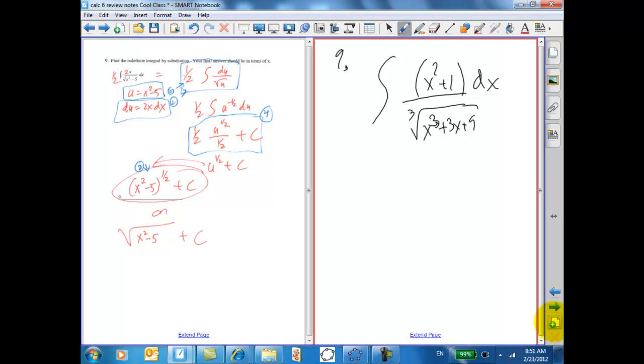What do you do? Make the bottom like A. The whole bottom? No, you make x cubed plus 3. What's inside the cube root? Yeah. Okay. So let all that equal u. Okay. U equals x cubed plus 3x plus 9. So what's du? 3x squared plus 3 dx, right?